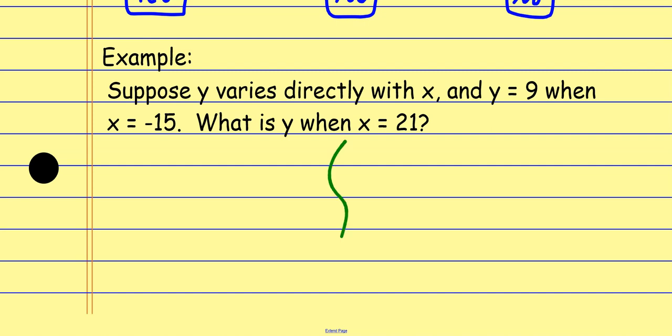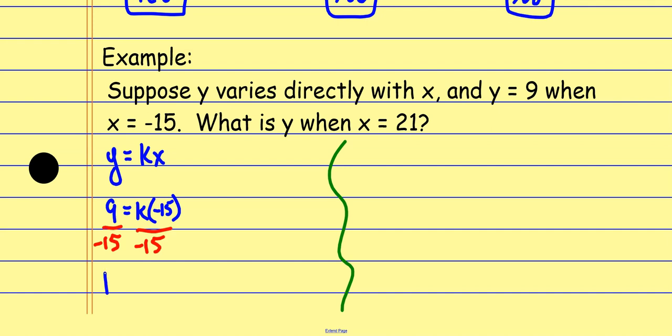The first option is to actually write the equation. And to write the equation, all we need is the k value. So, for example, I know this one is direct variation, so I know it's going to be y equals kx. And then it tells me that y is a 9 when x is a negative 15. Well, I can plug those values in. Y is a 9 when x is a negative 15. And see, I can solve for k now. So I could solve this for k and figure out what my equation is supposed to look like.